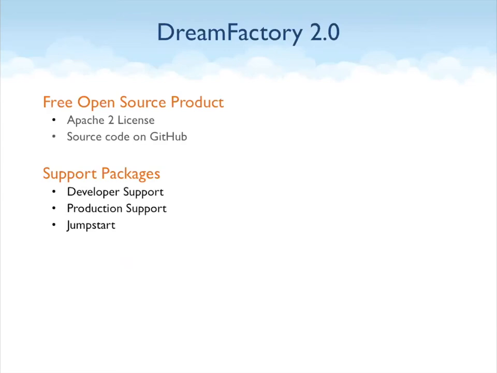This has been out for a couple of months, but it's a rewrite of the Dream Factory 1 product, which has been really successful. We've had about 50,000 installs of that product. And so Dream Factory 2 is even better. It's made to be more scalable, features JSON Web Tokens and some other new technologies to really enhance that.